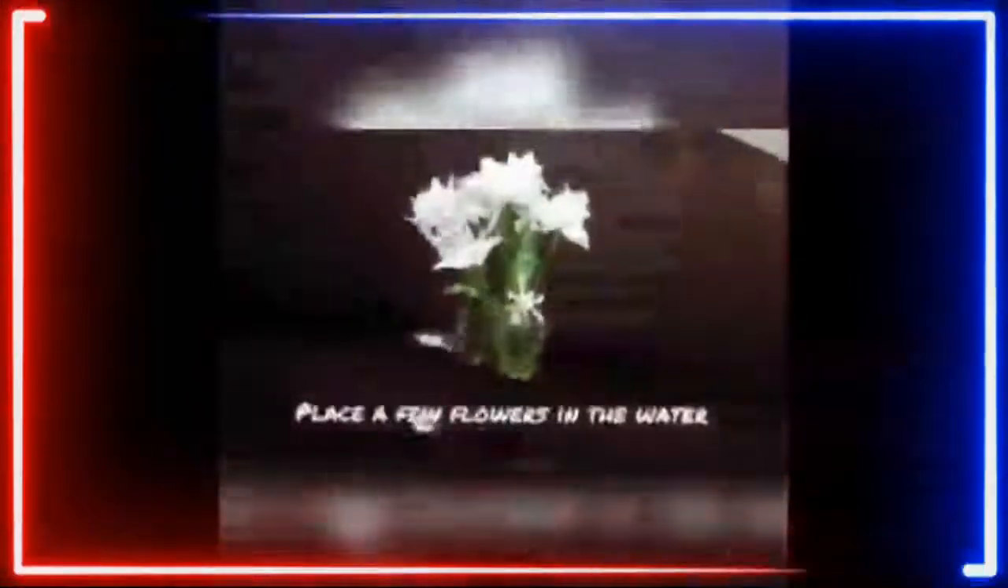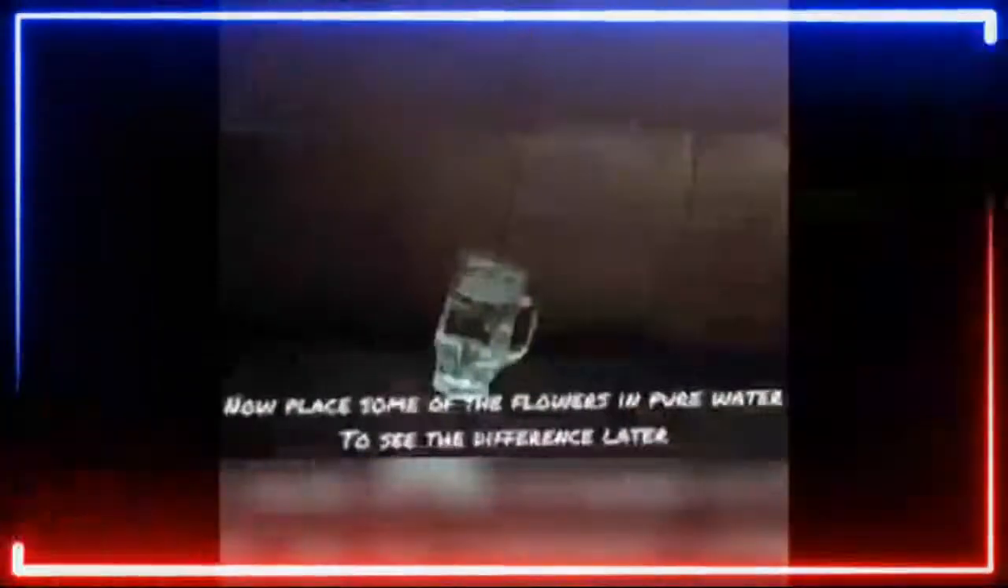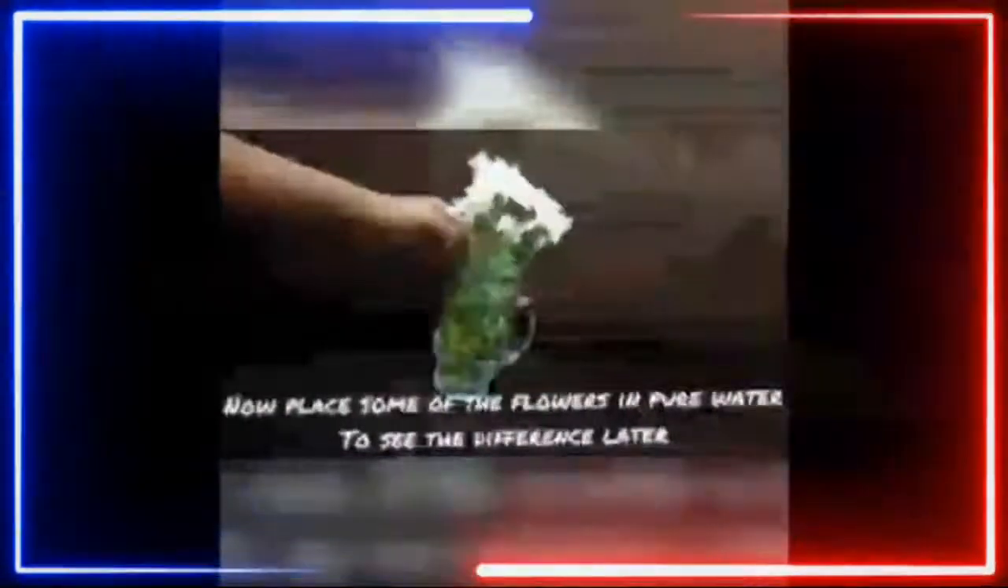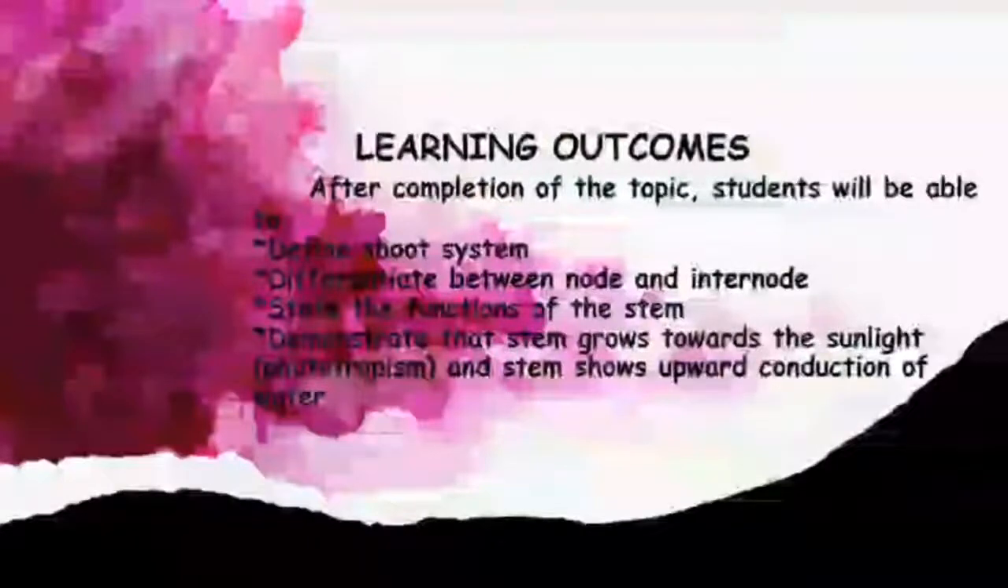Now place the flowers with the stems dipped in the water. You can also take some flowers and dip them in pure water and see the difference. After 8 to 10 hours you will see that the flowers which were dipped in the red ink have petals that become reddish in color. This is due to the upward conduction of the water with the help of xylem tissues.